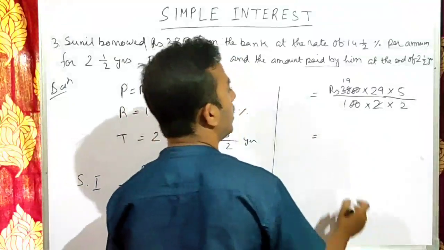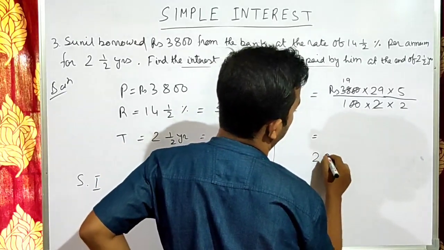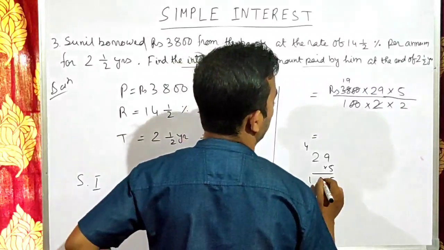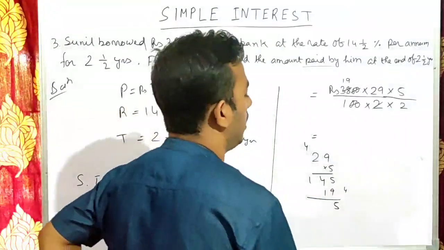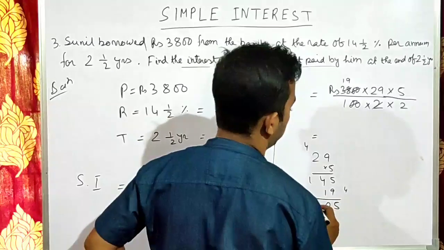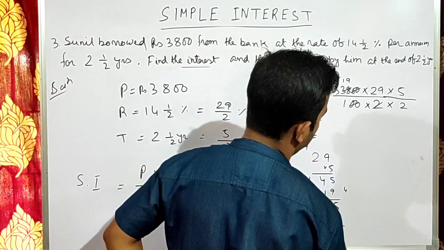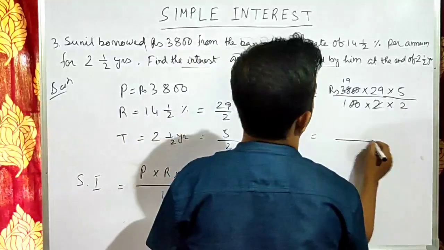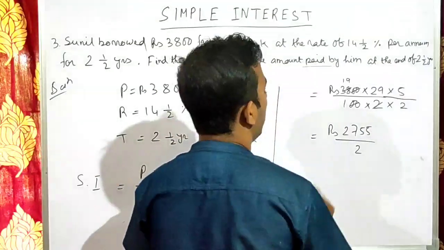Now 29 into 5, let's find out. 5 into 9 is 45, write 5 carry 4, 5 into 2 is 10 plus 4 is 14. So 29 into 5 is 145. Then 145 into 19 gives 2755. Up to this clear? It will be rupees 2755 divided by 2. So now let's divide.